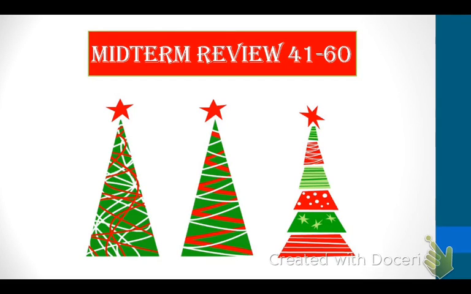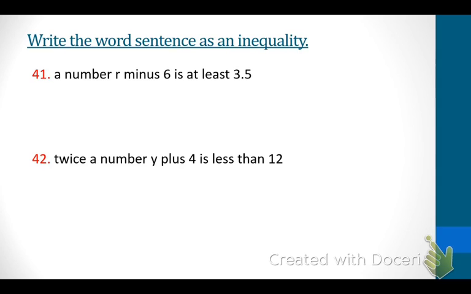Today we're going to be covering 41 through 60. So let's go ahead and start with the very first one. It asks us to write the word sentence as an inequality. Who would like to help me with the first one here? Janet, go ahead. A number r minus 6 is at least 3.5.